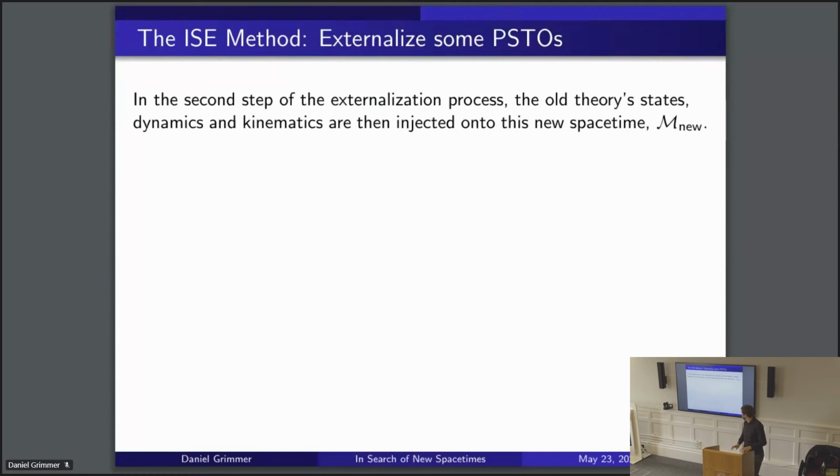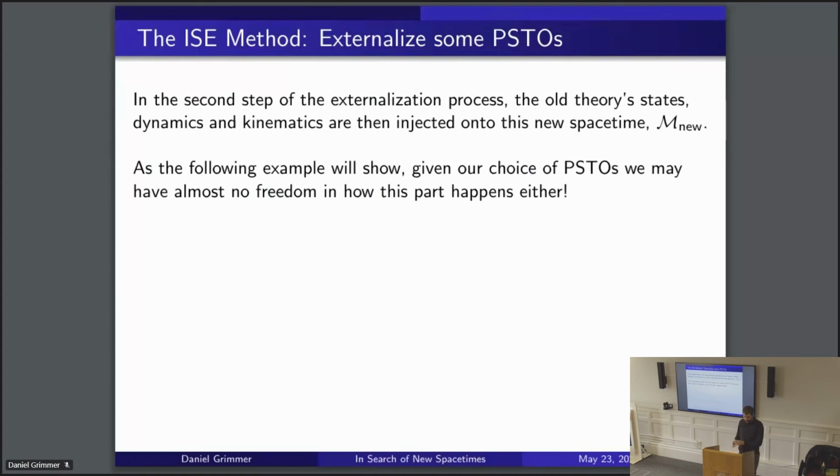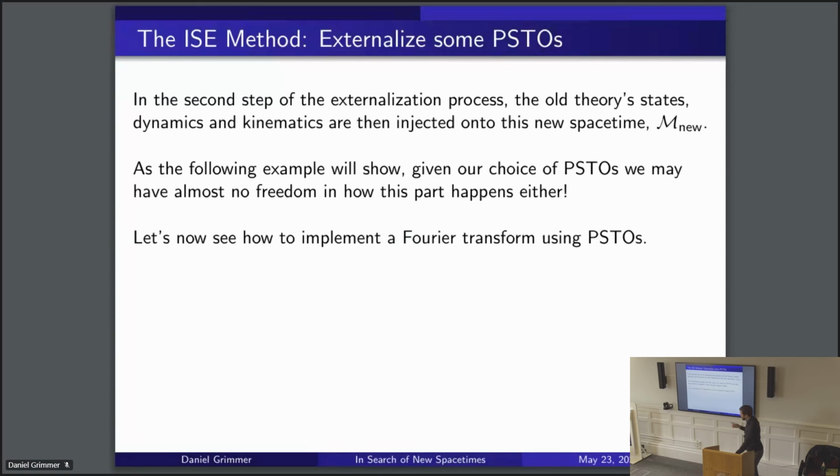So in the second step of externalization, we have this new spacetime M, and we have to map the new states onto it. And I'll show an example in just a moment where the task of mapping the states onto the new spacetime is actually forced on us, and we have really no freedom in how that happens. And to see that, let's implement a Fourier transform using these PSTOs.